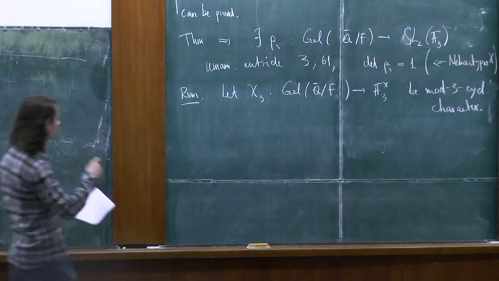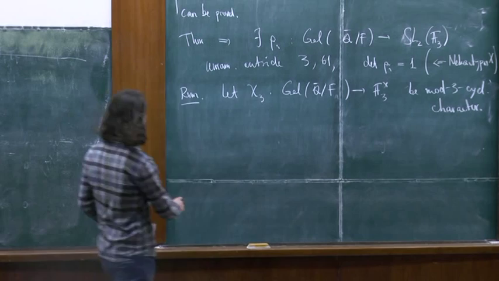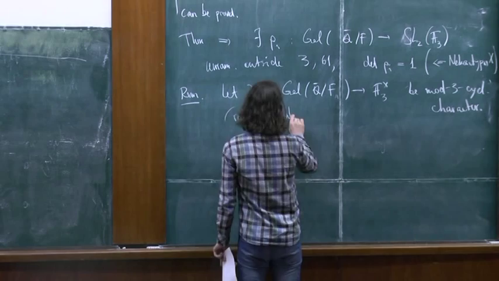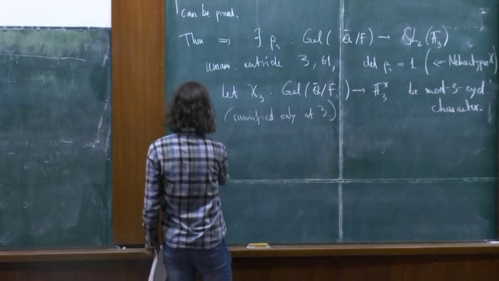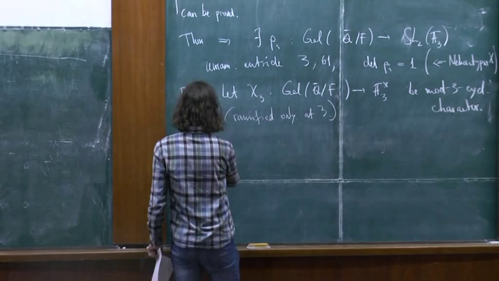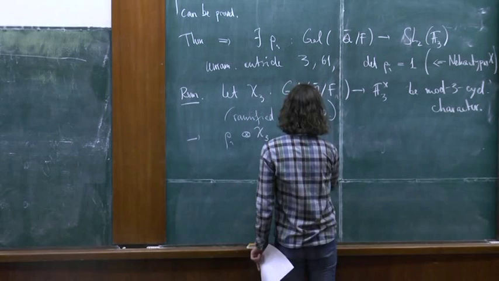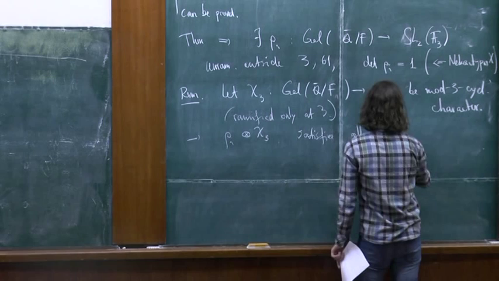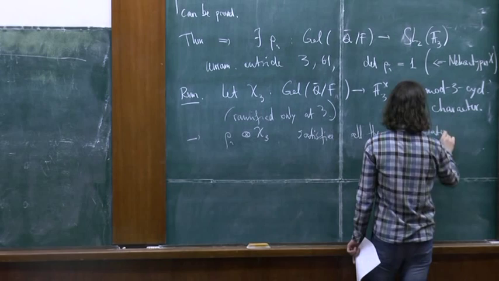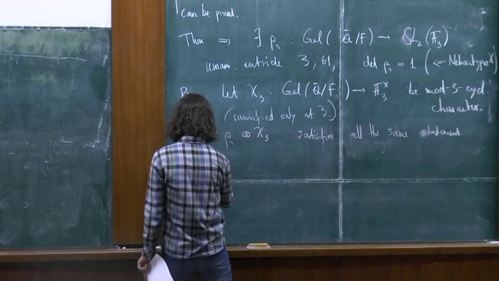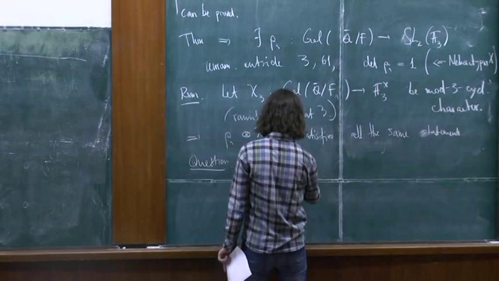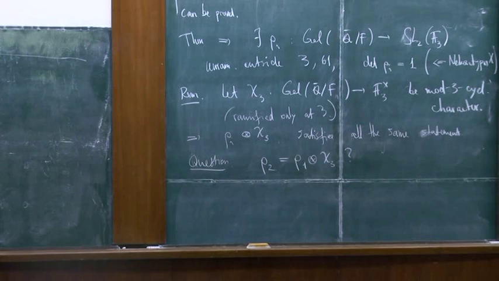Then this is ramified only at 3. And so if I take one of these representations that I get out of this and tensor it with this mod 3 cyclotomic character, then this satisfies all the same assumptions. All the same statements. And so one might then ask oneself whether it's in fact true that rho 2 is just a twist of rho 1 by the mod 3 cyclotomic character.